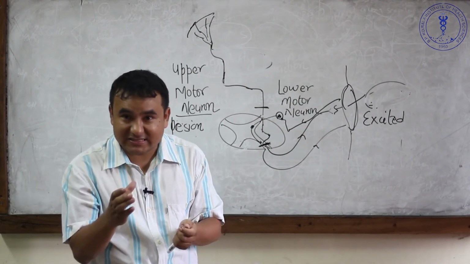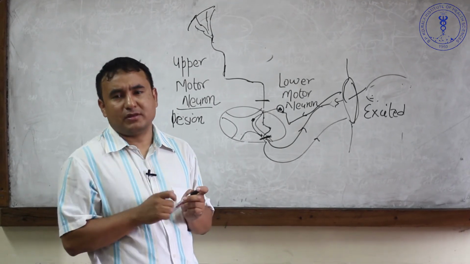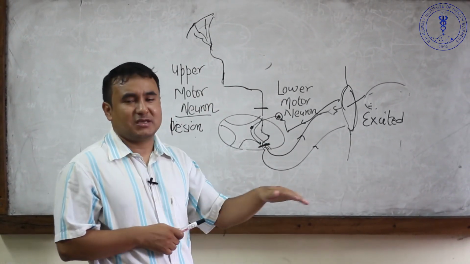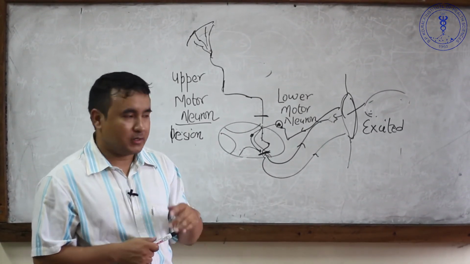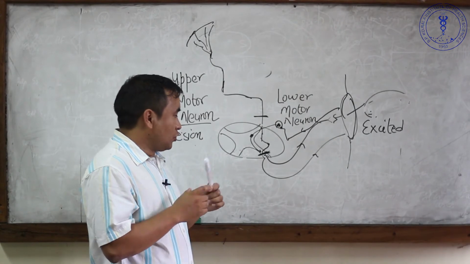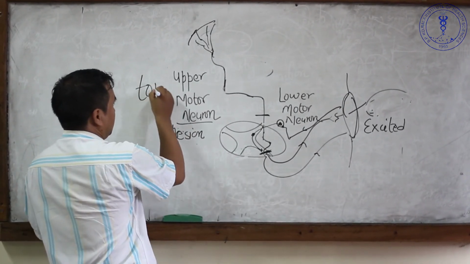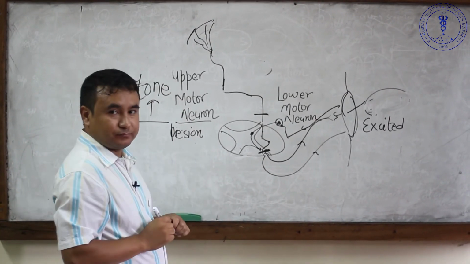So if your muscle is spastic, it means you may have a problem in the upper motor neuron, which may be the spinal cord, or maybe the brainstem, or maybe the internal capsule. So one is tone. Tone will be increased in a case of upper motor neuron lesion.